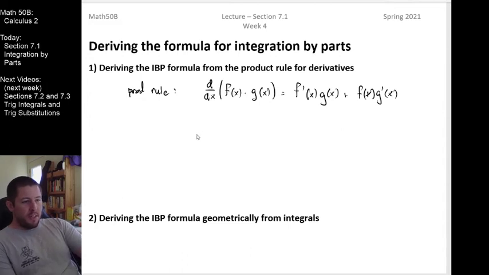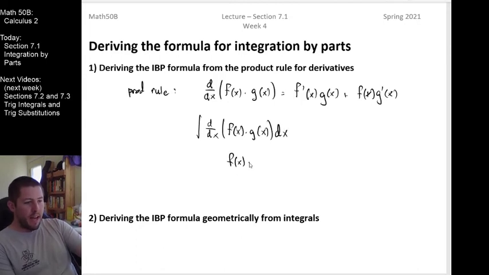So all I'm going to do is take an integral on both sides with respect to x. The integral of the derivative is just going to give us the interior component here, the f of x g of x, right? So that's all that's going to happen on the left-hand side here.